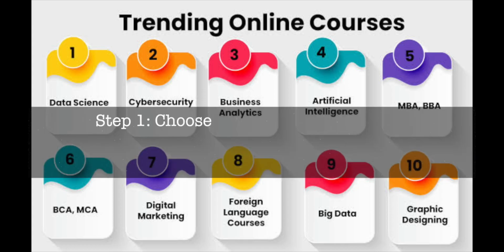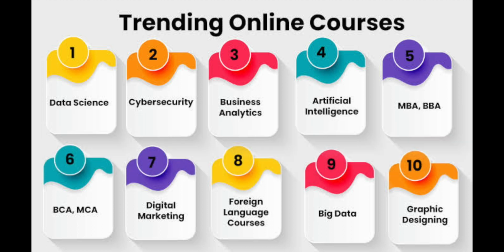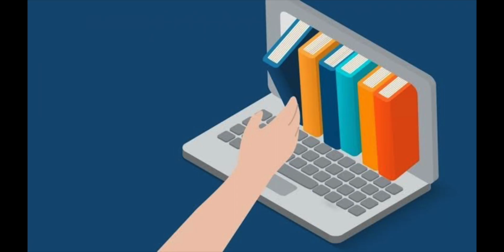Step 1. Choose your topic and audience. The first step in creating an online course is to choose a topic that you're passionate about and that people are interested in learning. Research the market and see what courses are already available on the topic. You want to make sure that your course offers something unique and valuable to your audience. When choosing your audience, think about who would benefit the most from your course. Are you targeting beginners or advanced learners? What age group are you targeting? Narrowing down your audience will help you create a course that is tailored to their specific needs.